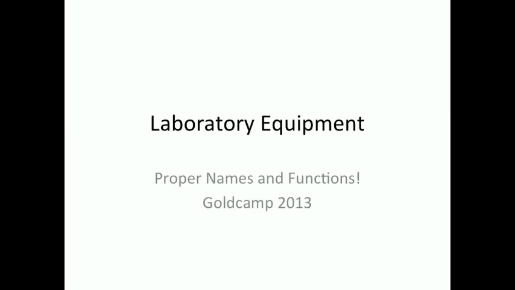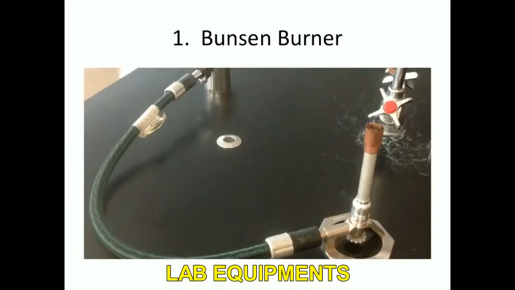Hi, this is laboratory equipment. You need to know the proper names and functions of all these pieces of equipment. Let's start. This is a Bunsen burner. It uses methane gas from our gas lines to produce a flame which we can use to heat things.